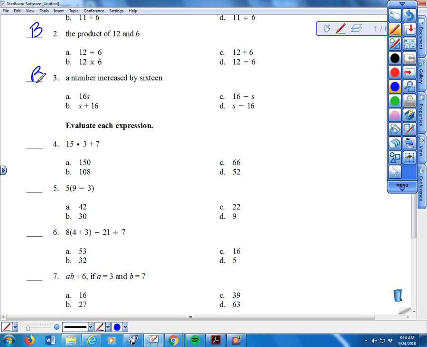All right, evaluate each expression. This is order of operations. What comes first, multiplication or addition? Multiplication. So it's 15 times 3? 45. 45 plus 7?